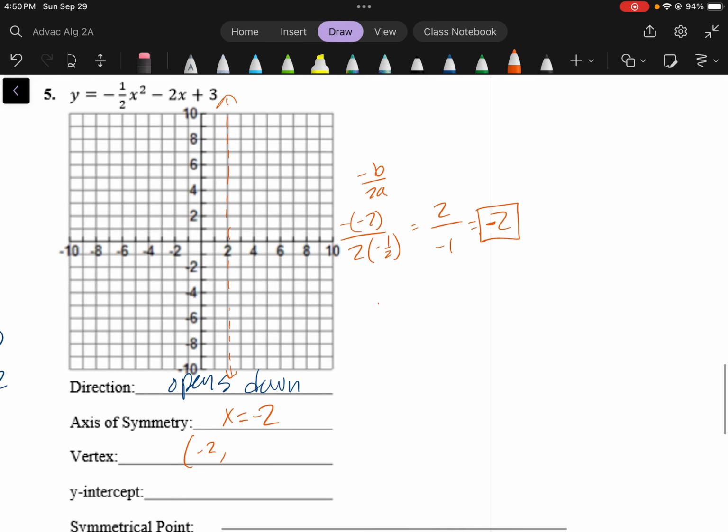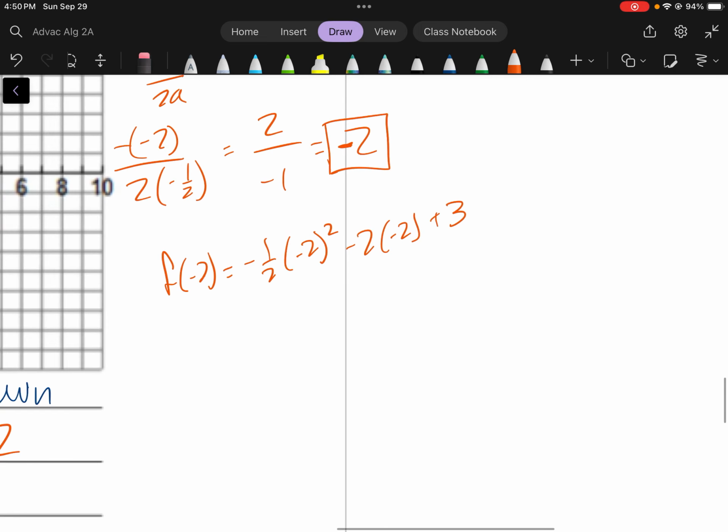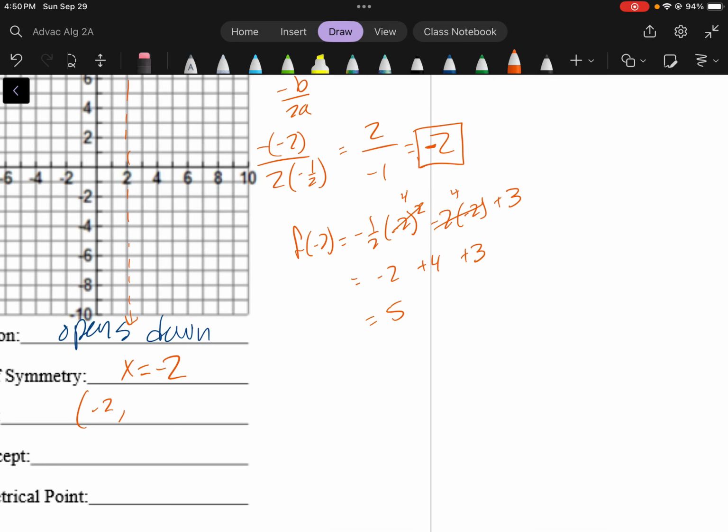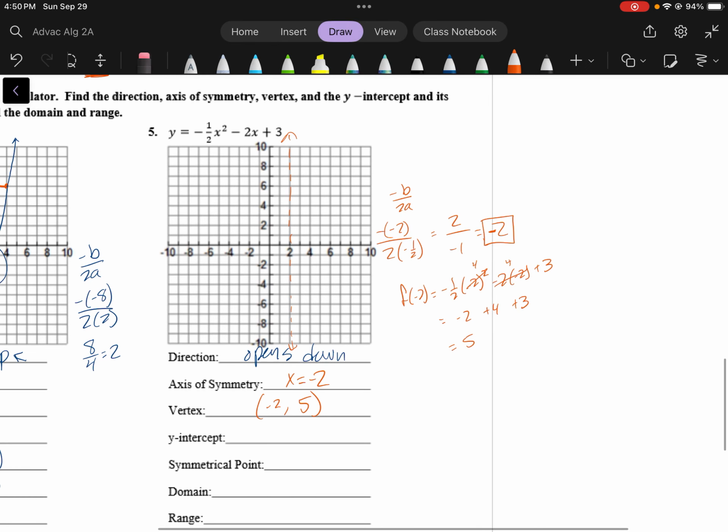Then we have f of negative 2 equals negative 1/2 of negative 2 squared minus 2 times negative 2 plus 3. That's going to end up working better. So negative 2 squared is positive 4, half of positive 4 is negative 2. Negative 2 times negative 2 is positive 4. So that's plus 4 plus 3, and you get 5. So that's 5 for the vertex.